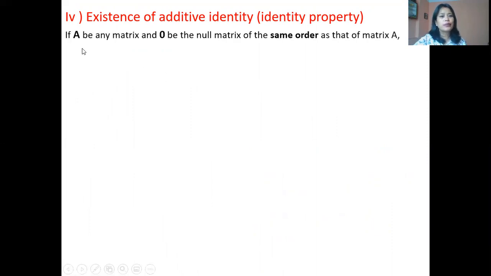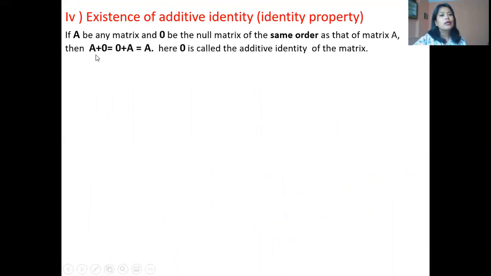It says if A is any matrix and 0 is the null matrix of the same order as that of matrix A, then A plus 0 equals 0 plus A equals A. Here 0 is called the additive identity of the matrix.